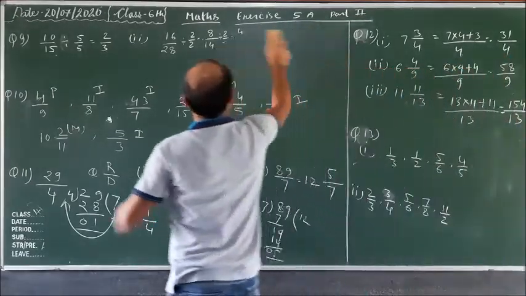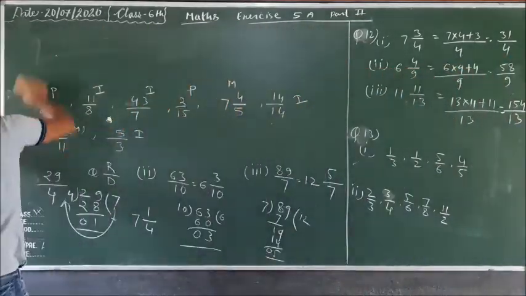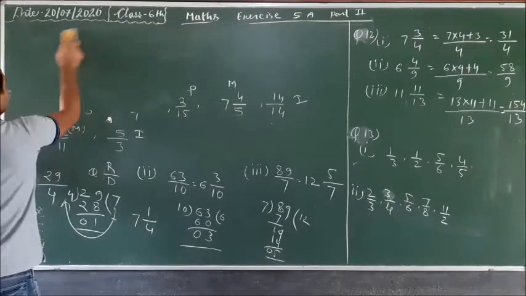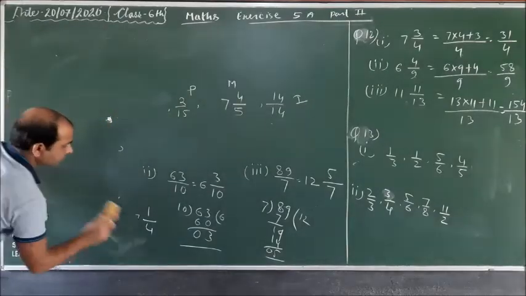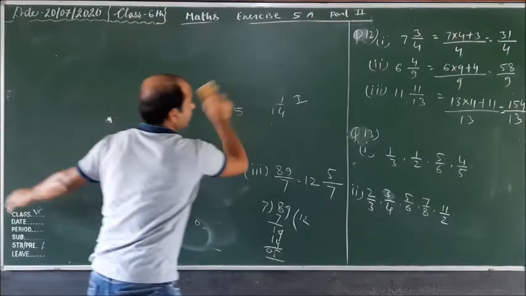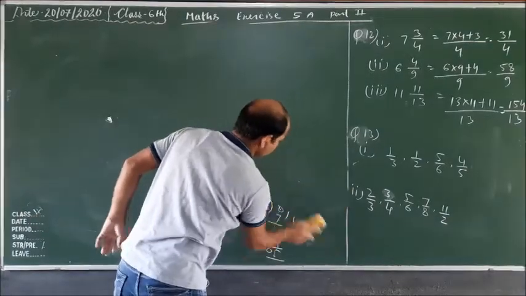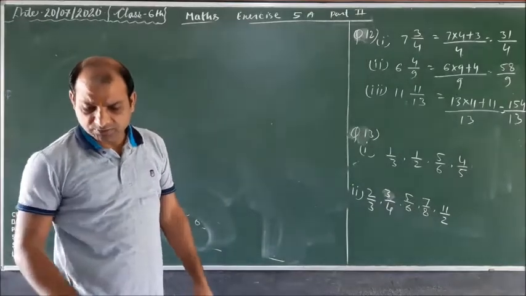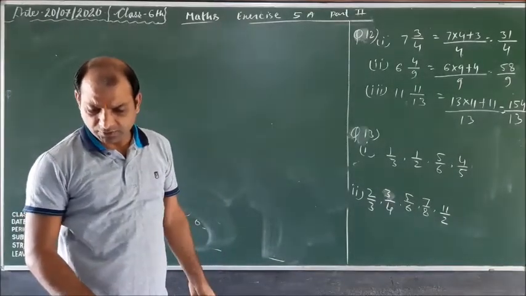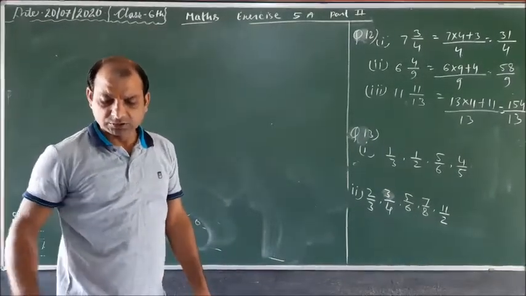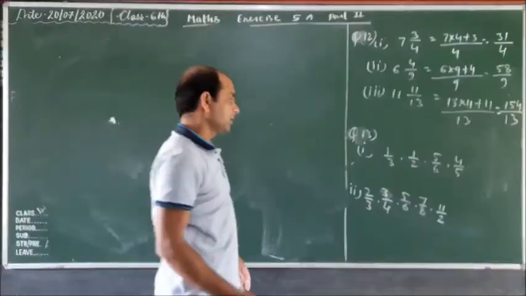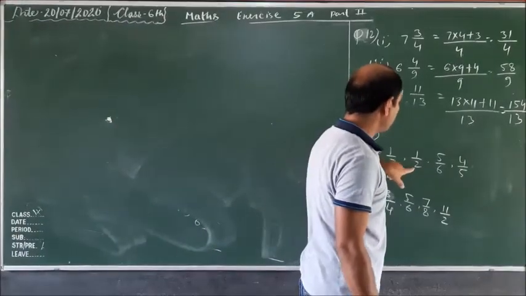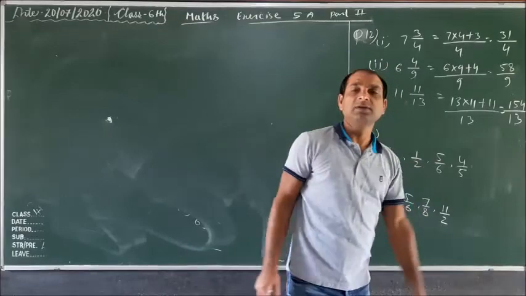Okay, now the question number 30, and this is the last question in this exercise. So dear children, first this is the question. Question is, convert each of the following set of unlike fractions into that of like fractions. Here 1 upon 3, 1 upon 2, 5 upon 6, 4 upon 5.